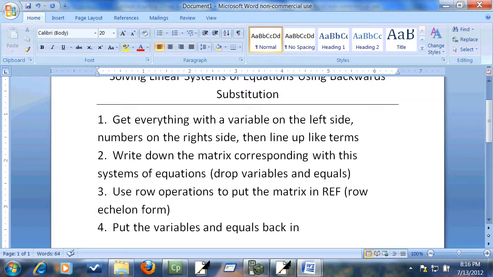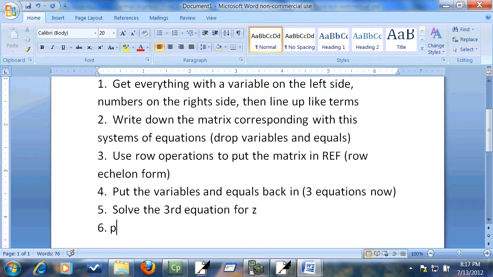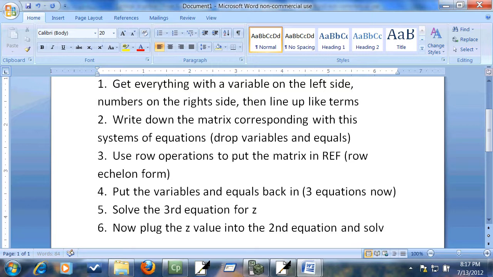And now you should have, I'm writing this in terms of 3 equations, 3 variables, so you should have three equations now. So step 5, solve the third equation for z. Now plug the z value into the second equation and solve for y.